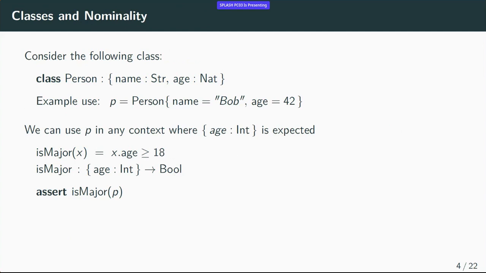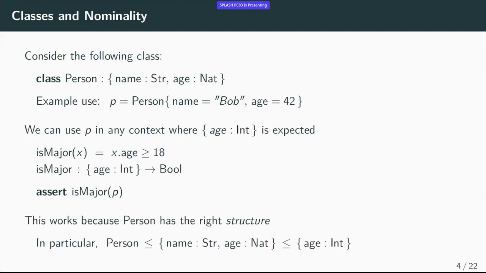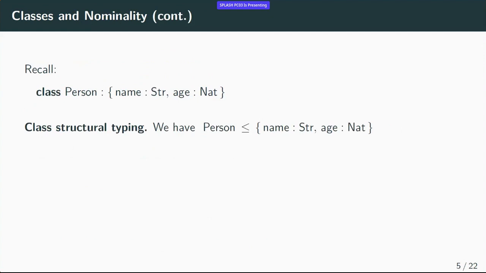And we can call isMajor on a person P that we have created before, because person has the right structure. The person type is a subtype of the body of the class, which is this record type with two fields, which is itself a subtype of the record type that we're asking for, which contains an age field. And so this just works out naturally. You don't need any special handling. You don't need any special row variables or things like that.